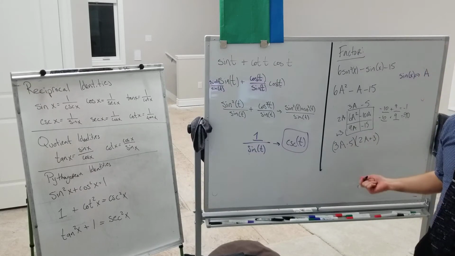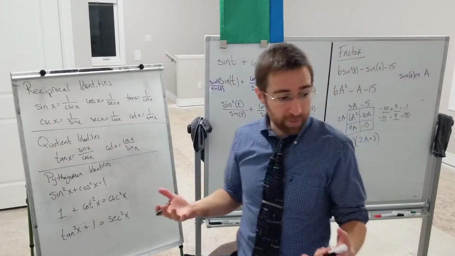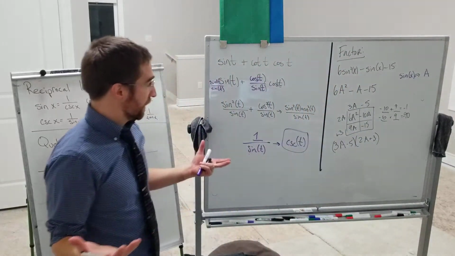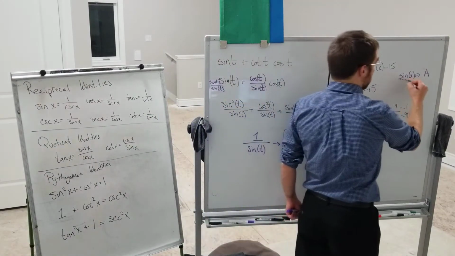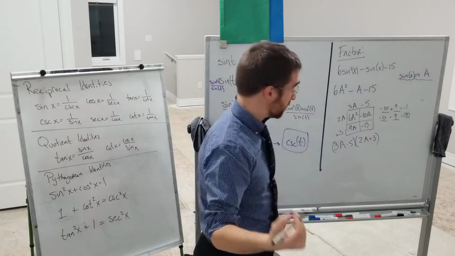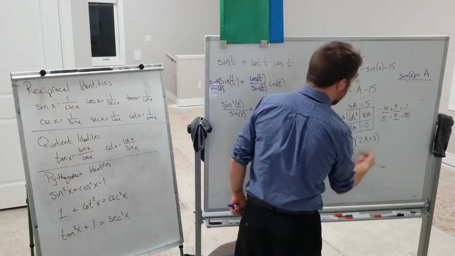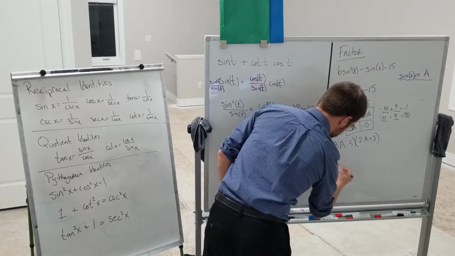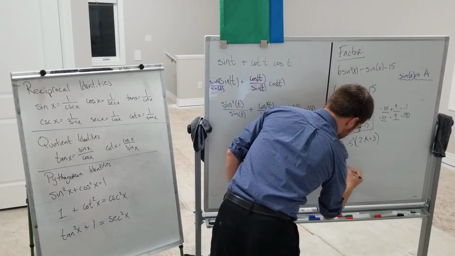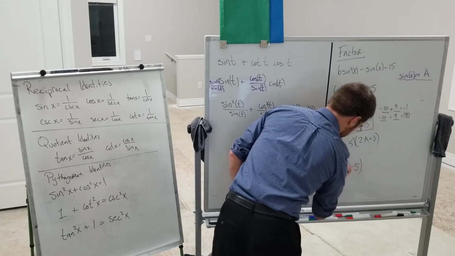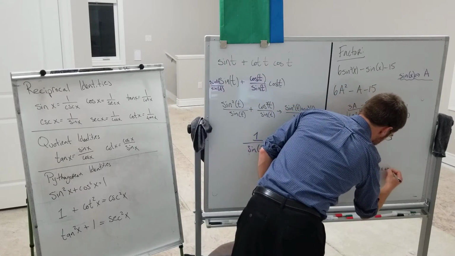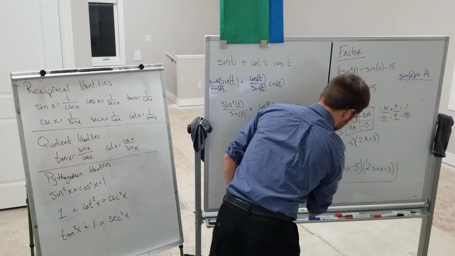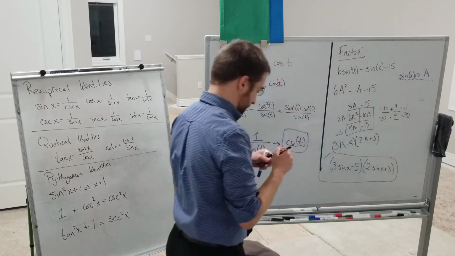But that's not our answer. Why? Because our problem didn't have any a's originally. It had sine of x. So I got to go back here and redo that substitution. Instead of an a, I'm going to put in sine x. So I have 3 sine x minus 5 times 2 sine x plus 3. And that is my final answer there.